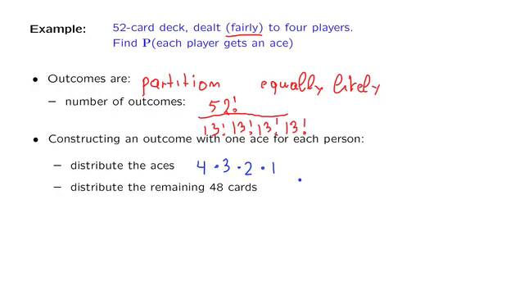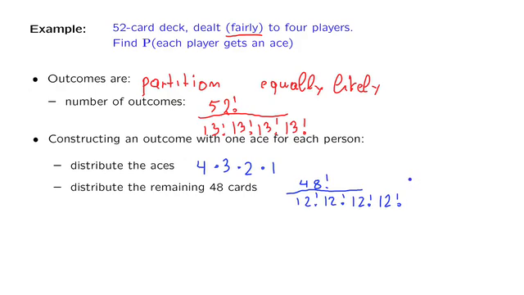Having distributed the 4 aces, then we need to somehow distribute the remaining 48 cards to the 4 people. But we can do that in any way we want, so all we need to do is to just partition the 48 cards into 4 subsets of given cardinalities, and this can be done by a number of ways, which is the number of such partitions. We have already found what that number is, and it is this particular multinomial coefficient.